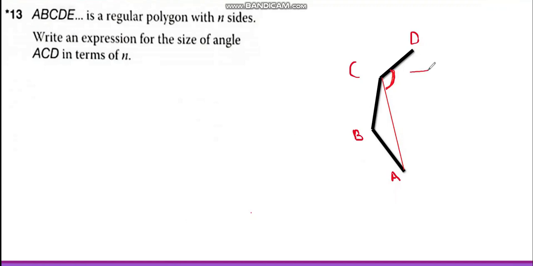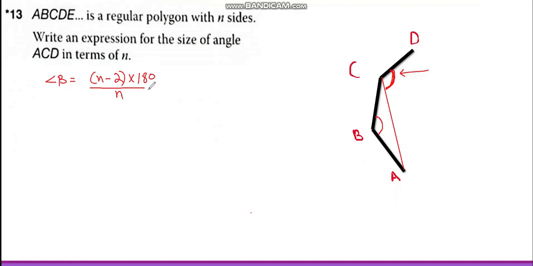To write the expression for this unknown angle, first we will write down the general expression for the size of the interior angle of this polygon. So let me take this angle as the interior angle. We can use this formula to find the size of each interior angle in a regular polygon, which is n minus 2 times 180 divided by n. Here n represents the number of sides.